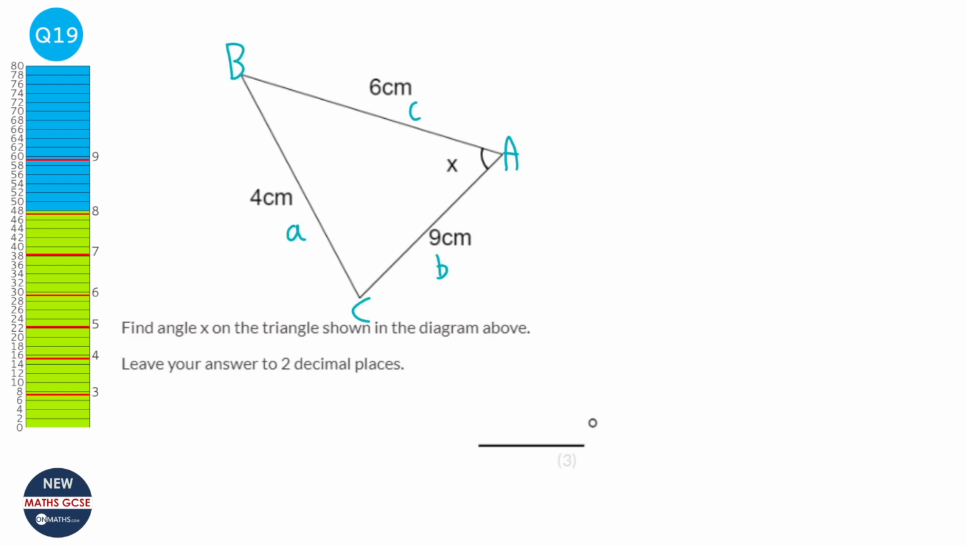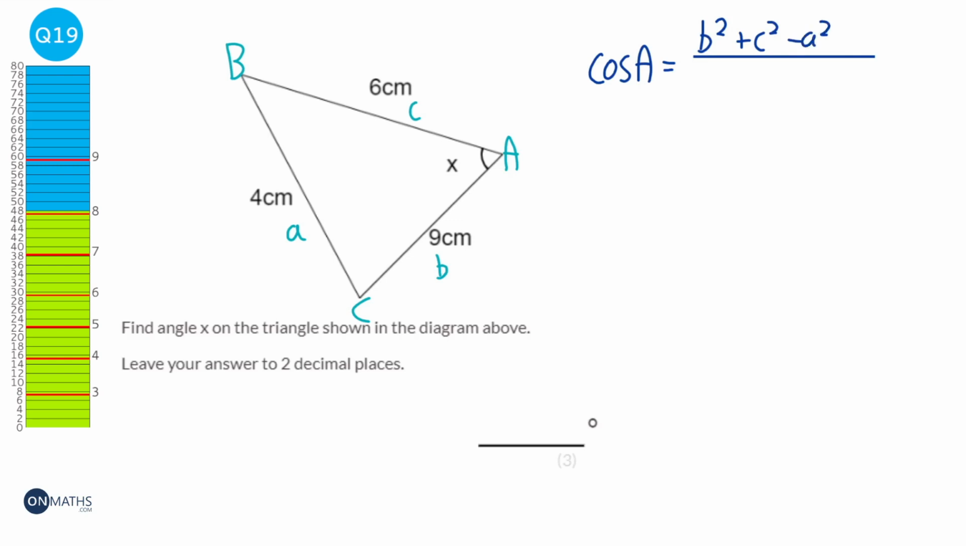So the cosine rule I'm going to use is cos A equals b squared plus c squared minus a squared over 2bc. And all that is, if you don't know what this formula is, it's just a rearranged variant of the a squared equals. So it's just rearranged, and it helps if you remember both of the formulas for the cosine rule. It does make things a bit easier.